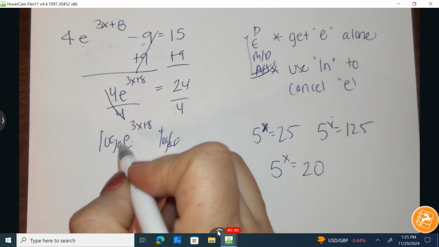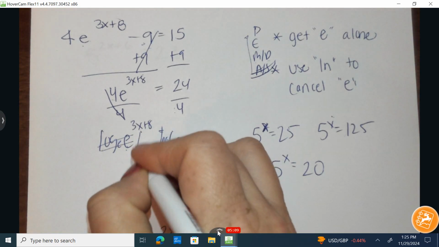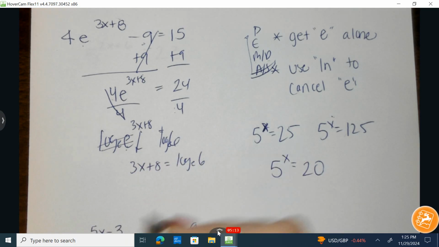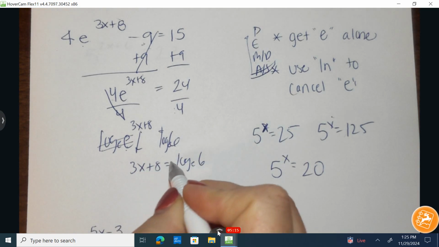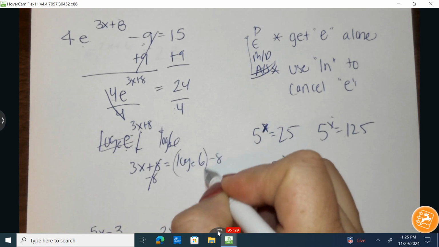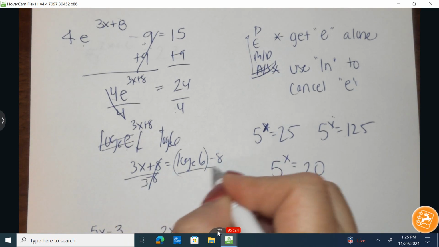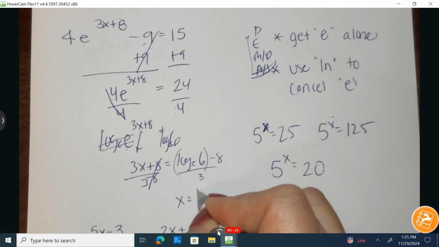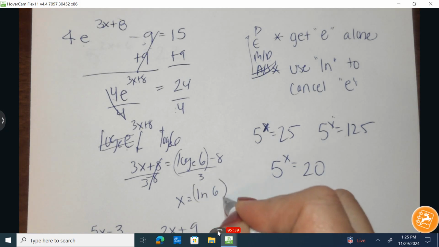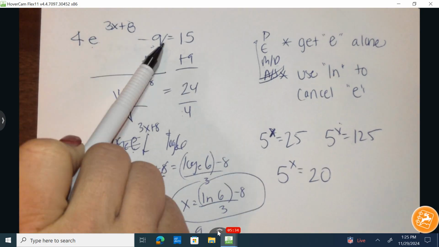What does this do for us on the left-hand side? These are going to cancel out, simplify to 1, and I bring down 3x plus 8 equals log base e of 6. Now to solve for x, I'm going to subtract 8 to both the left and right. I want to make sure to put this in parentheses. I don't want you to think those two go together. And then my last step will be to divide by 3. So x equals, now we could write ln, natural log, or we could write log base e, they're equivalent. This is the exact answer to this equation.